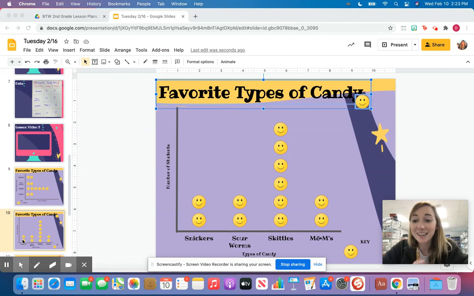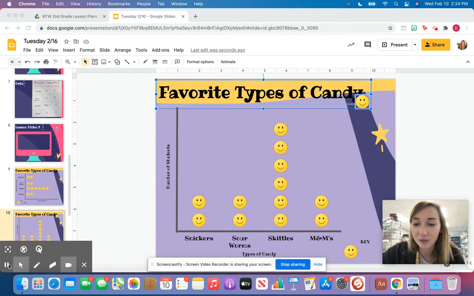All right, that is it for this lesson. I just wanted to show you guys both the ways that we can represent this data with a pictograph. And I will show you what to do on your assignment in the review video.